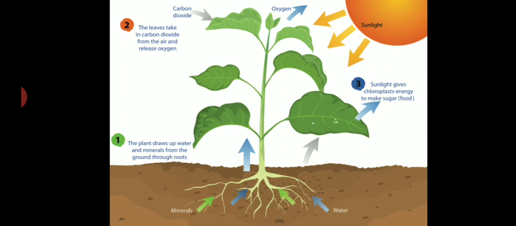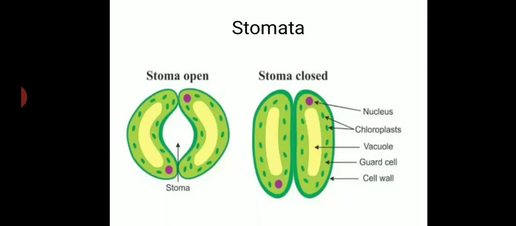The carbon dioxide gas present in air is taken in by tiny pores present on the surface of the leaves called stomata. These tiny pores are surrounded by guard cells. Plants contain tiny structures called chloroplasts that contain chlorophyll.